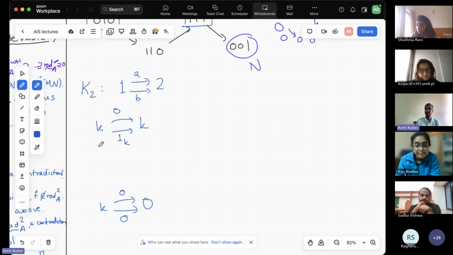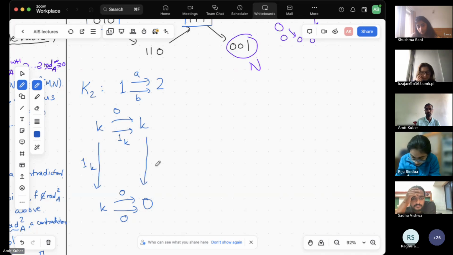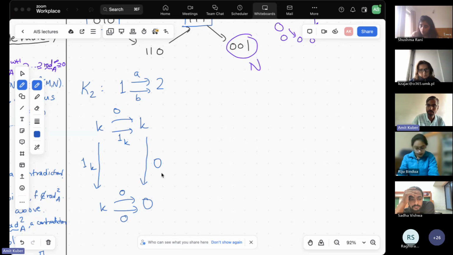And there exists a map between these two, namely identity and 0. This map commutes with all these arrows, and therefore this is actually a morphism between two representations. Okay, nobody's saying anything, so I'm taking it as a yes that you understand that this works.